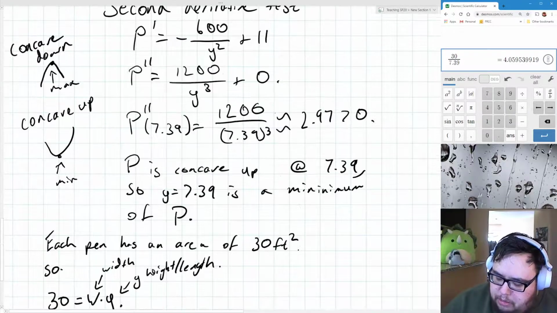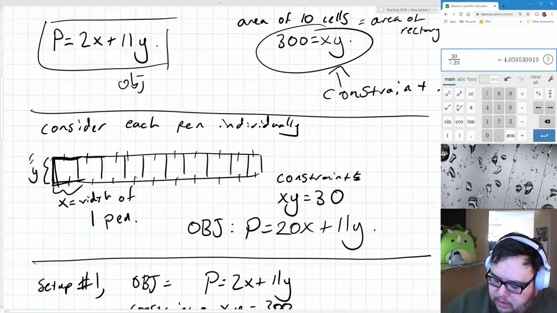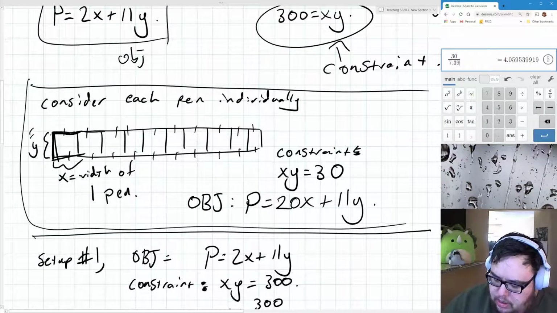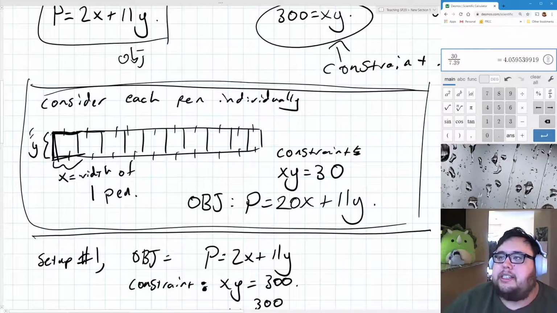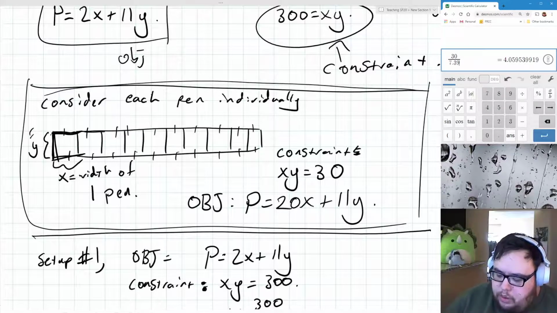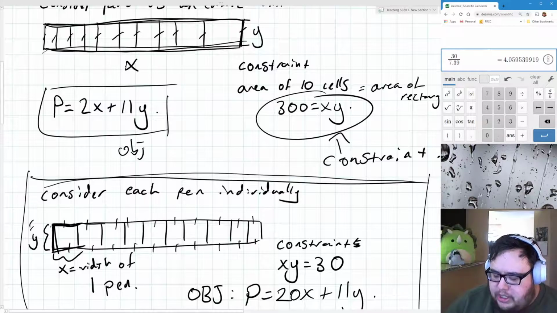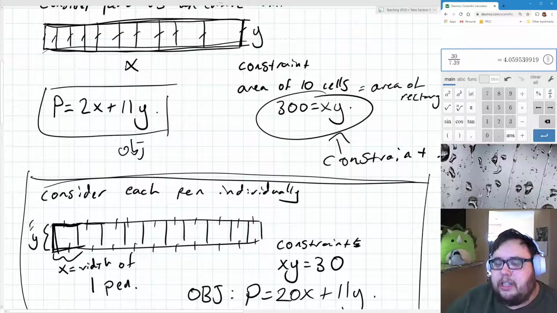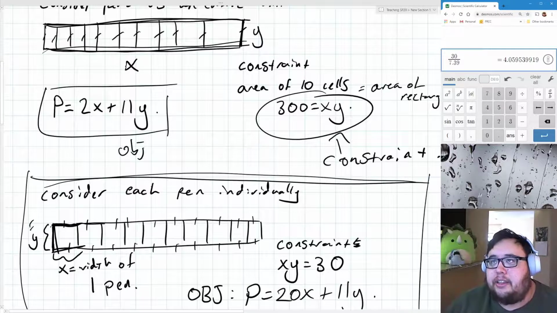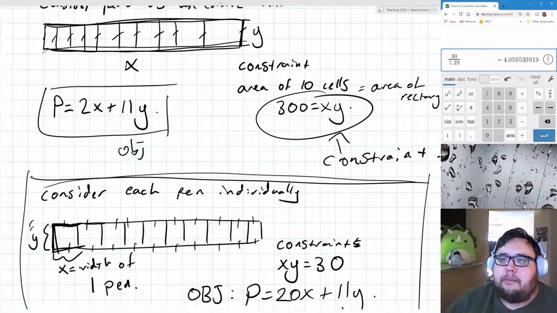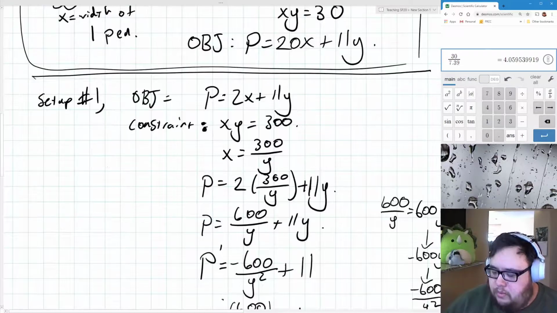If you do this problem using the other setup, the second one here, then you end up getting to the exact same place. You can do either setup and solve for x instead. Note that if you do the first setup and you solve for x, you're not actually going to get the dimensions of one of the pens. You're going to get the entire length of the thing. So you'll need to divide that by 10 to get the actual width of each pen, right? So you just need to be careful and make sure you're answering the correct question. Any questions about this problem?